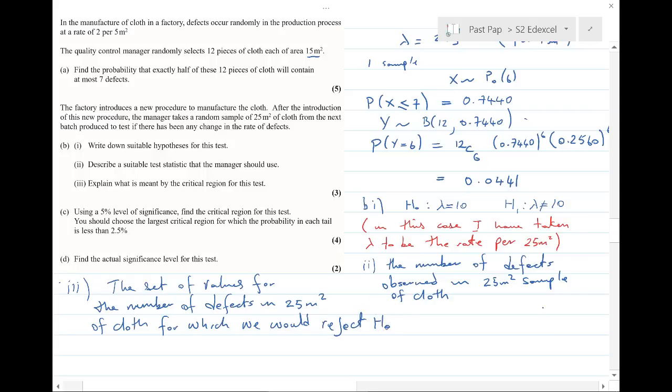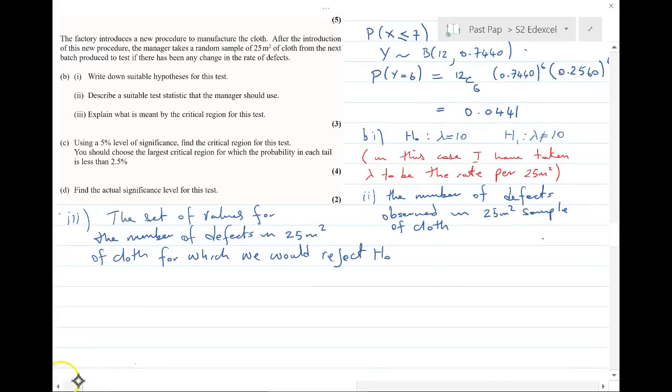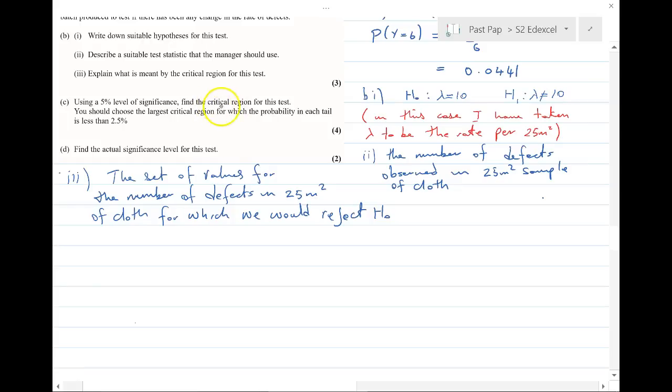You can't put general statements about what it says. Explain what is meant by for this test, and that's absolutely key. So you have to give context. Right, part C is to actually work out what the critical region is. As I mentioned earlier, the sample we've got is 25 meters squared, so we need to be testing for lambda 10. However we write the hypothesis, we write lambda 10.